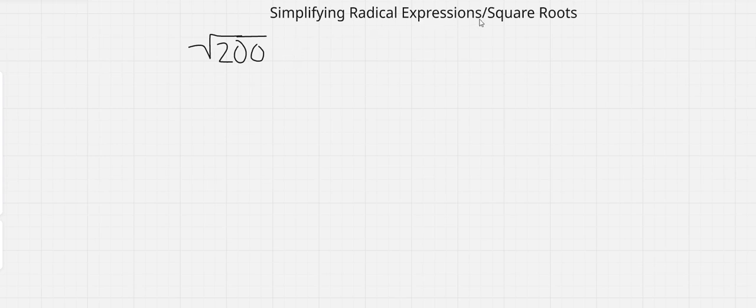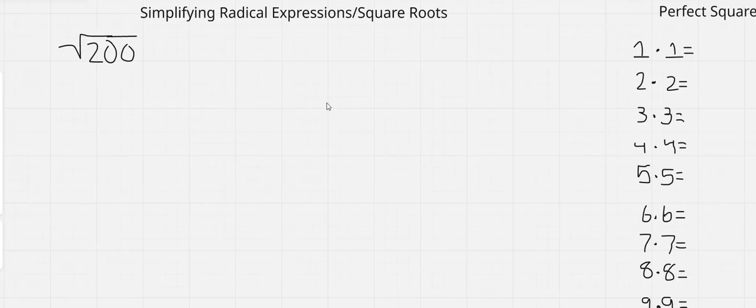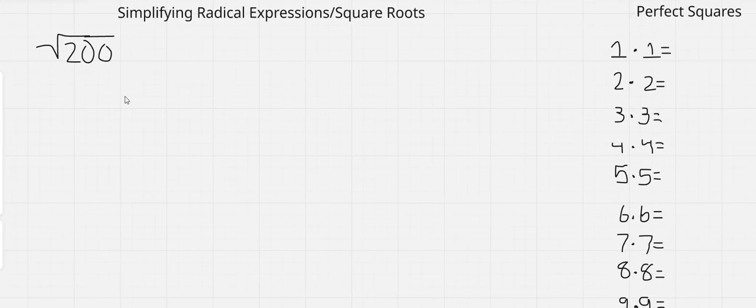Simplifying radical expressions, or sometimes called square roots. Here we have the square root of 200. Now let's remind ourselves of the perfect squares. To do that, we're going to multiply a number times itself.